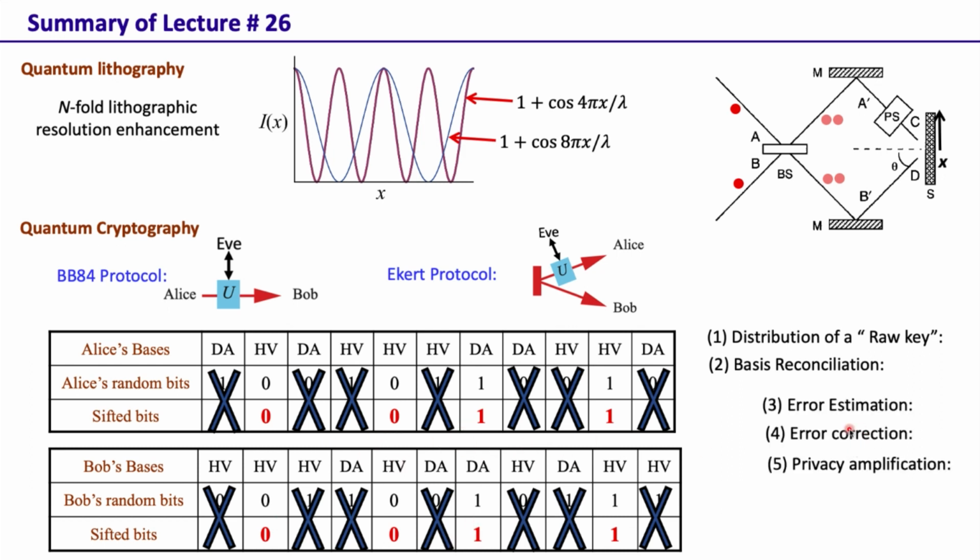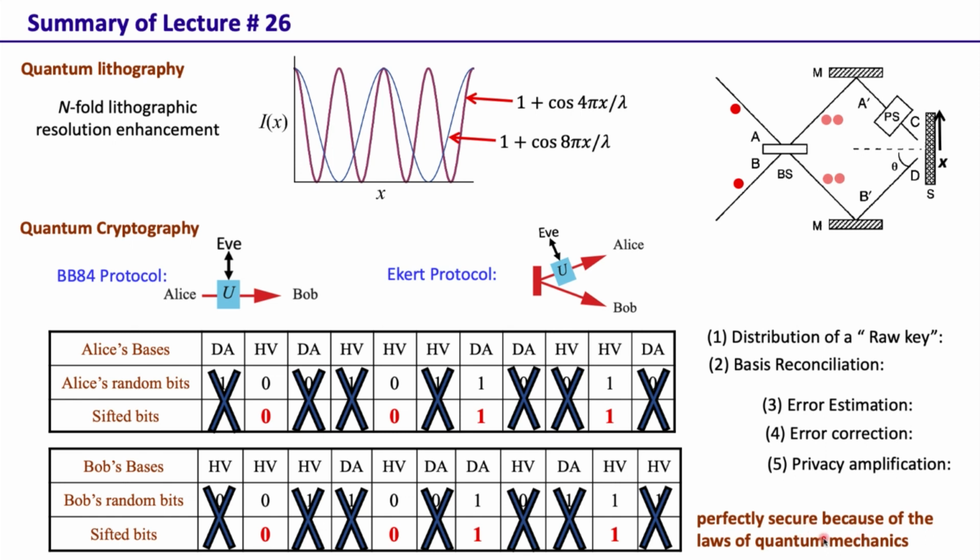So the next step in the cryptography is estimation of that error and then correcting for that error, and then something also called privacy amplification. Of course, we didn't go through these steps because this is common even in classical cryptography schemes. And these two are what's completely quantum in this quantum cryptography.